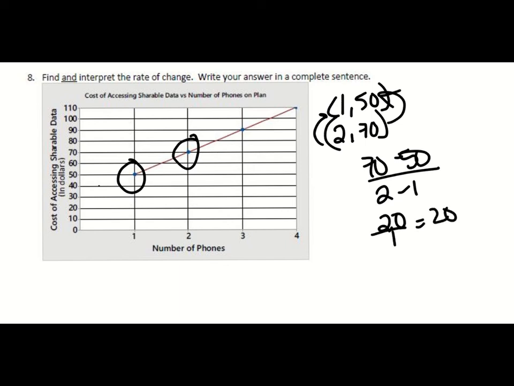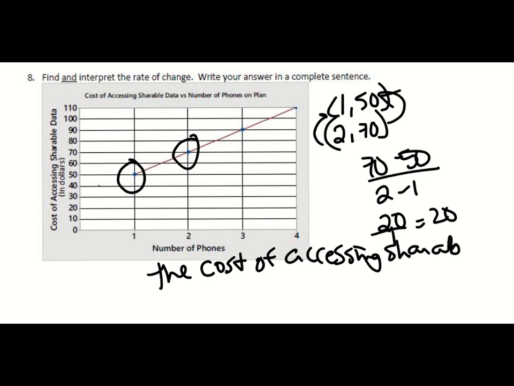So basically the cost of accessing shareable data increases, because this is getting bigger, increases $20 per phone because you're going up.